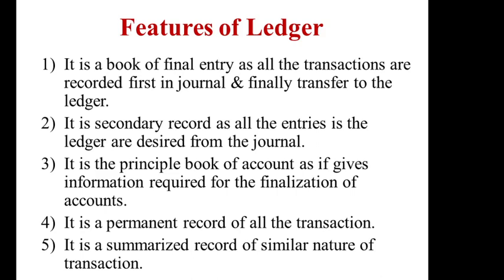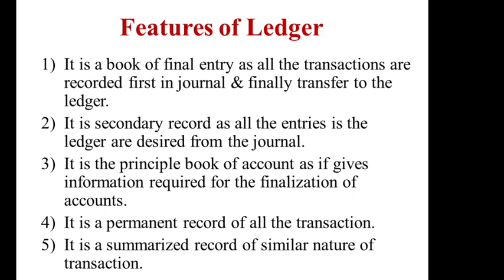Next slide: features of the ledger. First, it is a book of final entry, as all the transactions are recorded first in the journal and finally transferred to the ledger. Whatever transactions are recorded in the journal books are then transferred into the ledger accounts. This is the final entry of all the transactions.